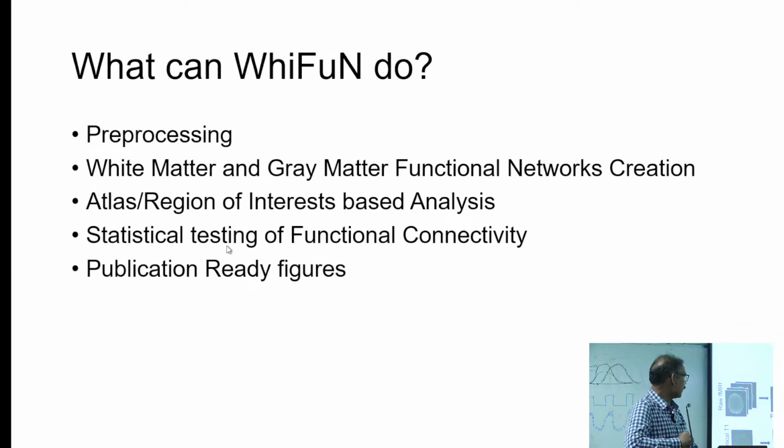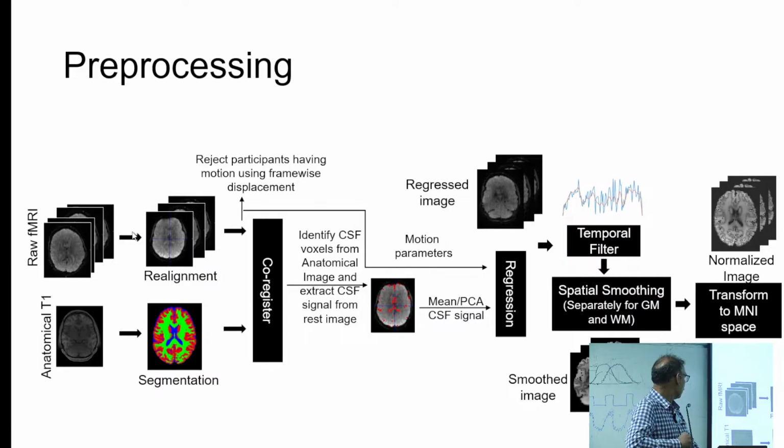So this is the processing pipeline that is used, with fMRI data and anatomical data. It will do the segmentation, co-registration. It will identify CSF voxels from the anatomical image and extract CSF signal from the resting state signal, right? And we can do the regression. This is the motion parameter. If you want filtering, it will do it.